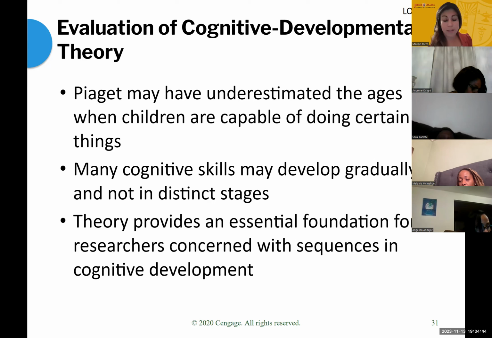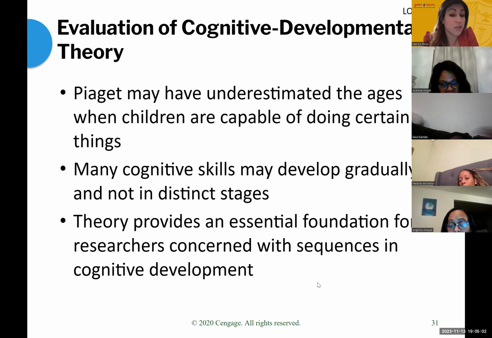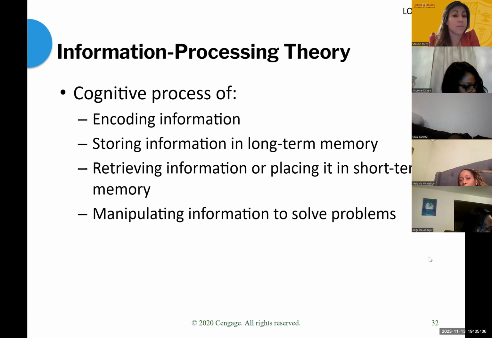My son started walking at 7 months. So every child is different, even though the chart doesn't say that. They have what they form, their distinct stages, but not everybody is in those stages. Some people develop faster and some people a little bit slower. Theories provide an essential foundation for researchers concerned with sequences in cognitive development.